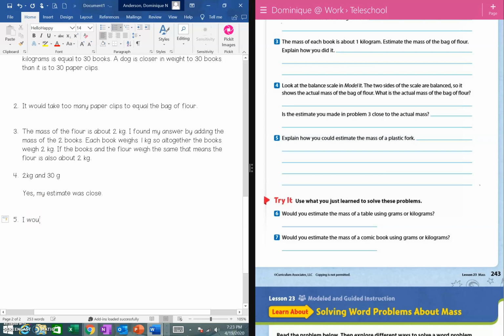So I would use paper clips to get a close estimate of how much the plastic fork weighs.